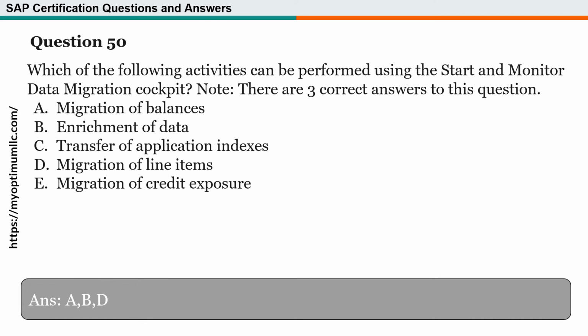Question 50. Which of the following activities can be performed using the Start and Monitor Data Migration Cockpit? Note, there are three correct answers to this question. A. Migration of balances. B. Enrichment of data. C. Transfer of application indexes. D. Migration of line items. E. Migration of credit exposure.